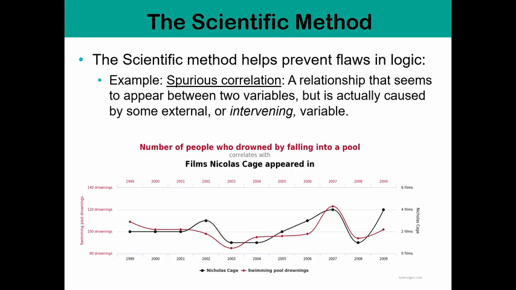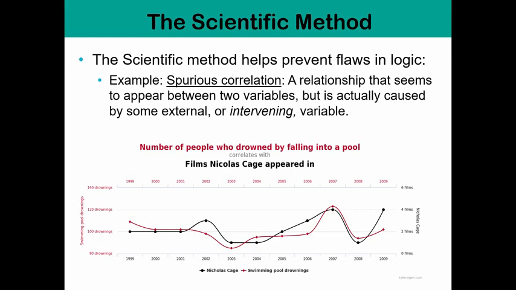Now, why do we do the scientific method? There are a lot of reasons. But the reason why we do the scientific method is to prevent flawed logic. One example of flawed logic in science is called a spurious correlation. So this is a relationship that seems to appear between two variables, thus a correlation, but it has been caused by some external or intervening variable.